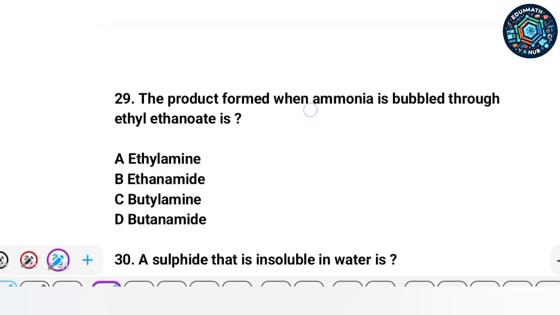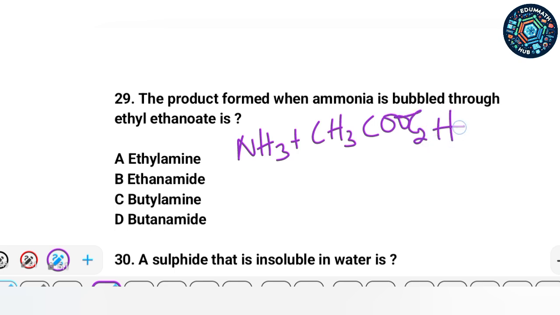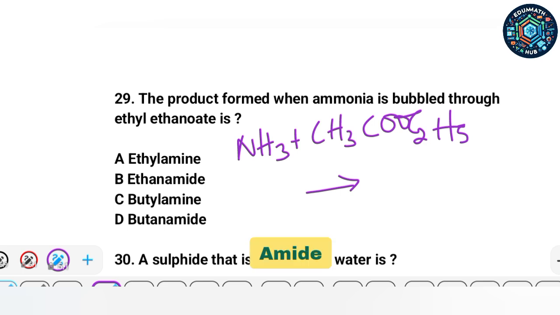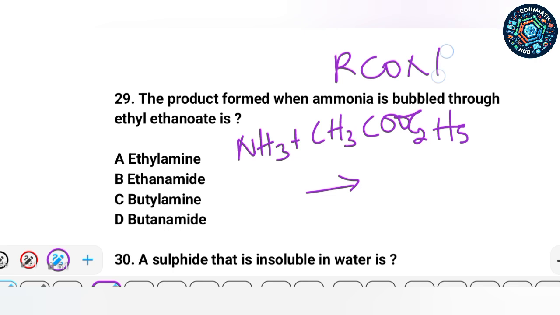The product formed when ammonia is bubbled through ethyl ethanoate is dash. The first thing to note is that your ammonia, that's NH3, plus ethyl ethanoate, which is CH3COOC2H5. When this reaction takes place, it's going to produce two products. The first product is what is called an amide. Now, amides have the functional group ROCONH2, which is what you can see here. That's what they look like.